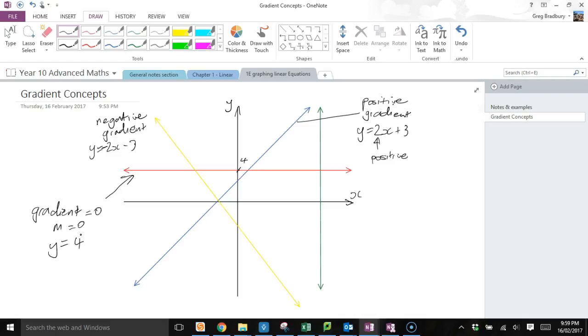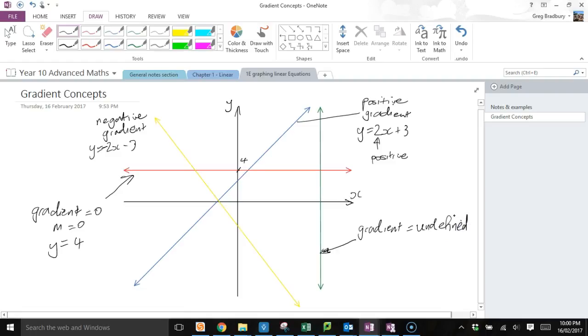And the same is true for this vertical line here. So this green line has what's called an undefined gradient. Okay, it doesn't exist. It's not 0, it just does not exist. Okay, so gradient equals undefined. Which is a little bit different.